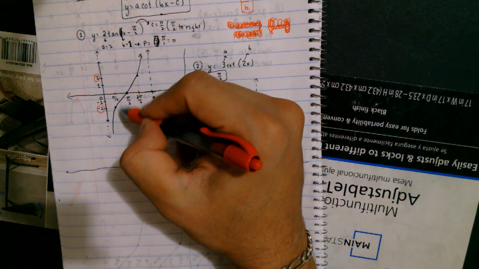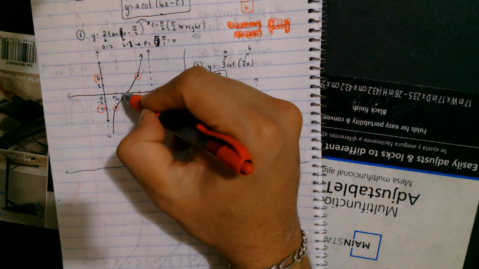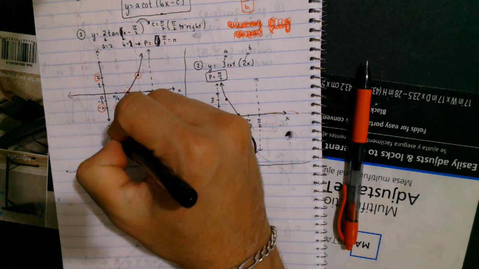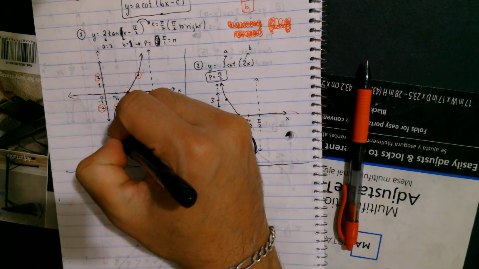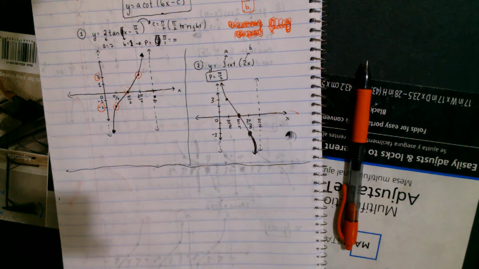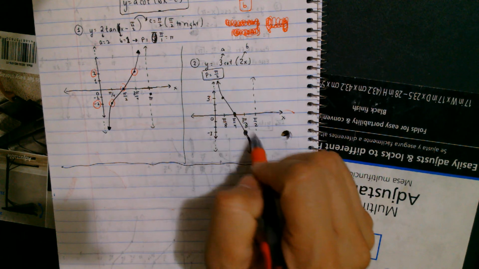So your lowest point now is negative 2. Your highest point is positive 2, and your middle point is still 0. The y value is still 0 in the middle point here. So you're still going to say the same. That's how this works. Cotangent starts from the highest and goes down.